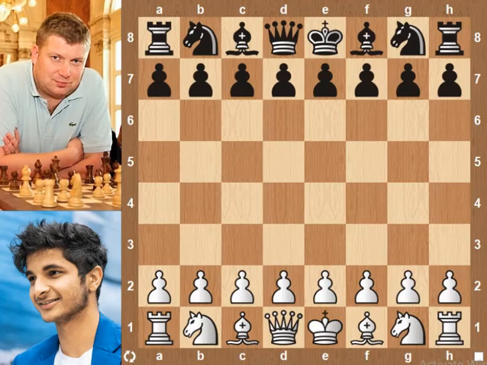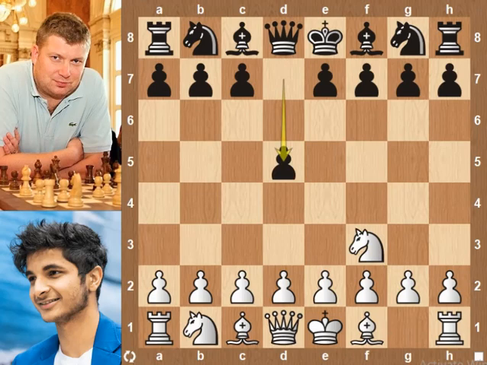Hi chess friends, today we are going to witness how Vidit beats Shirov. Vidit plays with white, Shirov is black. Vidit starts with knight f3, Shirov plays d5, d4, knight f6. This opening is called the Grunfeld reversed symmetrical variation.